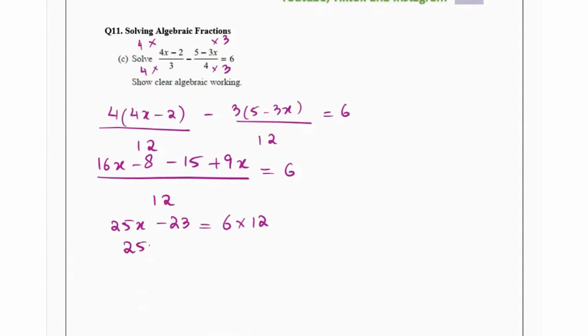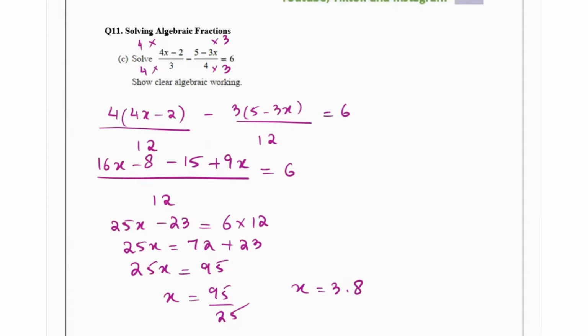So 25x equals 72 plus 23, which is 95. X is going to be 95 divided by 25, which gives us a value of 3.8. So x is 3.8.